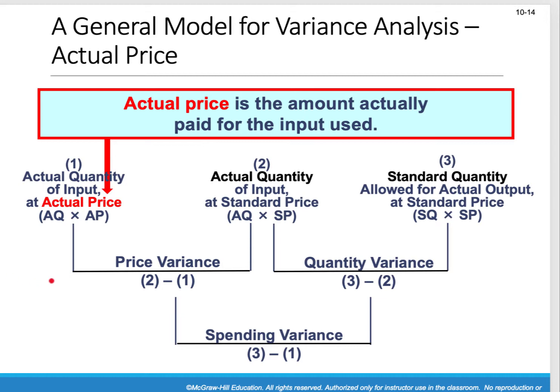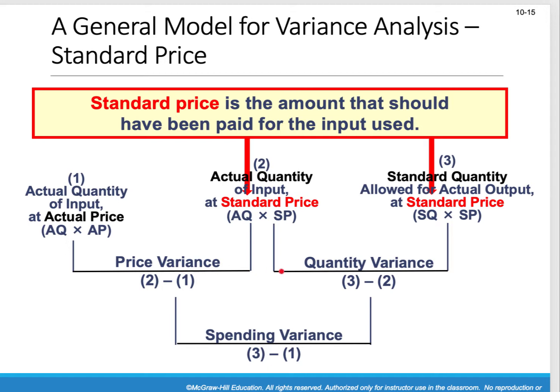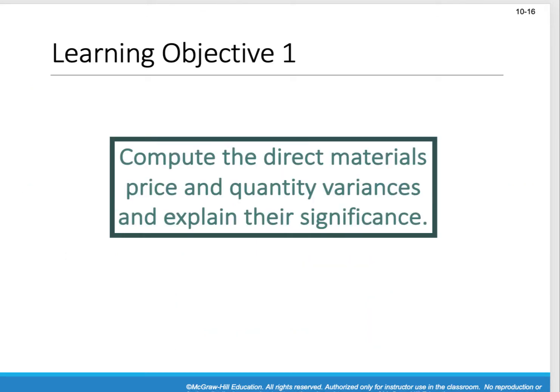The actual price, that's the amount that's actually paid for the input that's used, whether it's direct material, that labor rate, or that variable overhead rate. Okay. Same thing with the standard price, right? Again, this comes from the planning or the specifications of, hey, here's how much you should pay for the input that you've used. All right. So let's go ahead and work through an example of calculating direct material price variance as well as quantity variance for direct material.